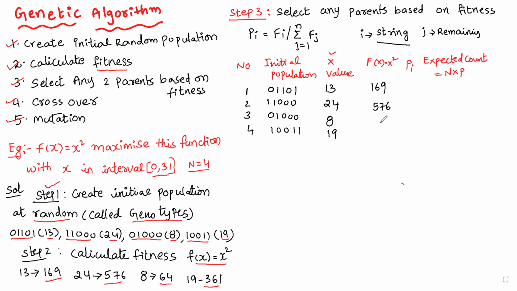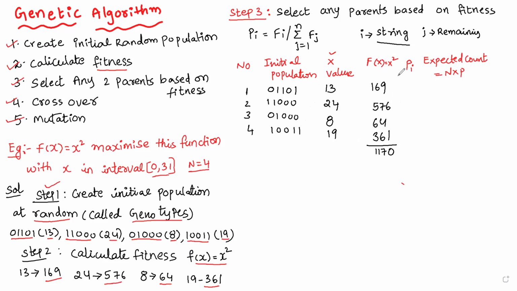And for this 8, we have 8 square, which is equal to 64. And for 19, we have 361. So this is about the f of x square. After completion of this one, you just need to do the sum. So this sum is 1170. Okay, so the sum is 1170.